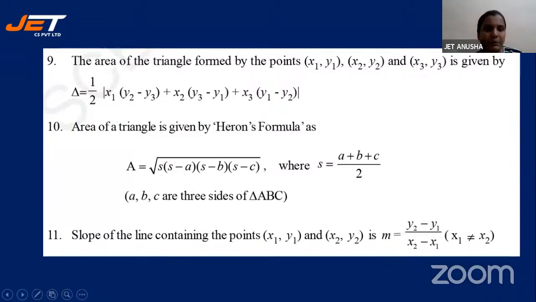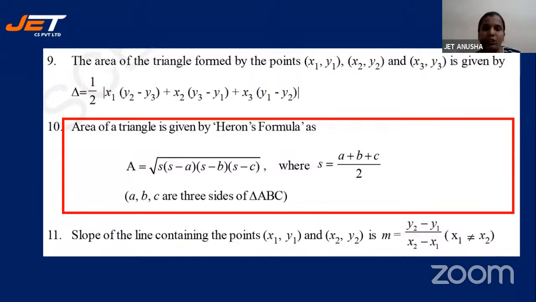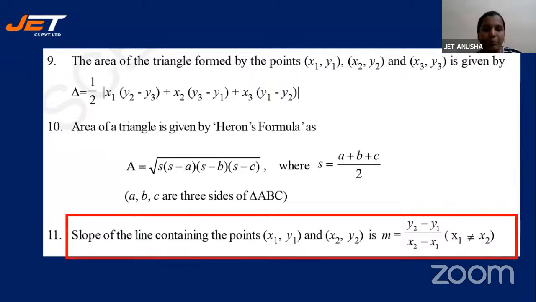So the next, 10th point: the area of a triangle is given by Heron's formula as A is equal to the square root of S into (S minus a) into (S minus b) into (S minus c), where S is equal to (a plus b plus c) by 2, where a, b, c are the 3 sides of the triangle ABC. The 11th point: the slope of the line containing the points (x1, y1) and (x2, y2) is m is equal to (y2 minus y1) by (x2 minus x1), where x1 is not equal to x2. x1 and x2 should be different values.